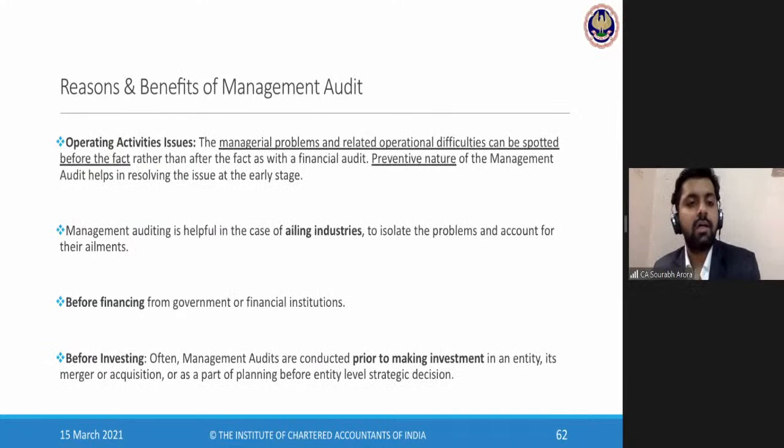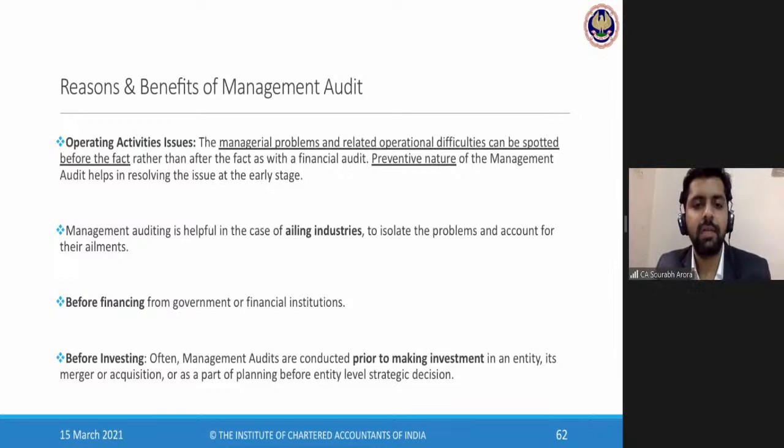Then another reason is operating activity issues. The managerial problems and related operational difficulties can be spotted before the fact. So this is of a preventive nature, and if you can detect the deficiencies before they occur, you can actually control the cost leakages and control the frauds in time.